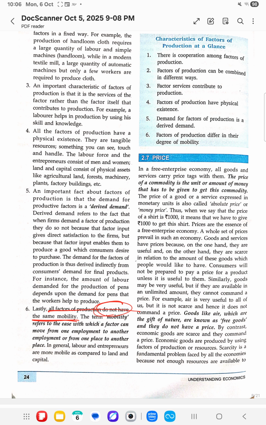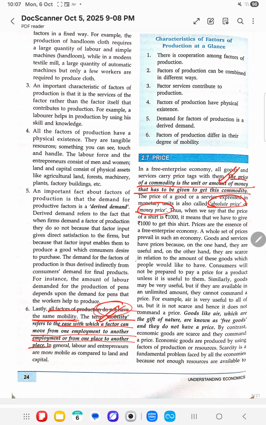Next up, also here we do have the definition of mobility, which refers to the ease with which a factor can move from one employment to another or from one place to another place. Price. The price of a commodity is the unit or amount of money that has to be given to get this commodity. So the amount of money that you're paying to be able to purchase it is price. Next, the price of a good or service expressed in monetary units is also called absolute price or money price.